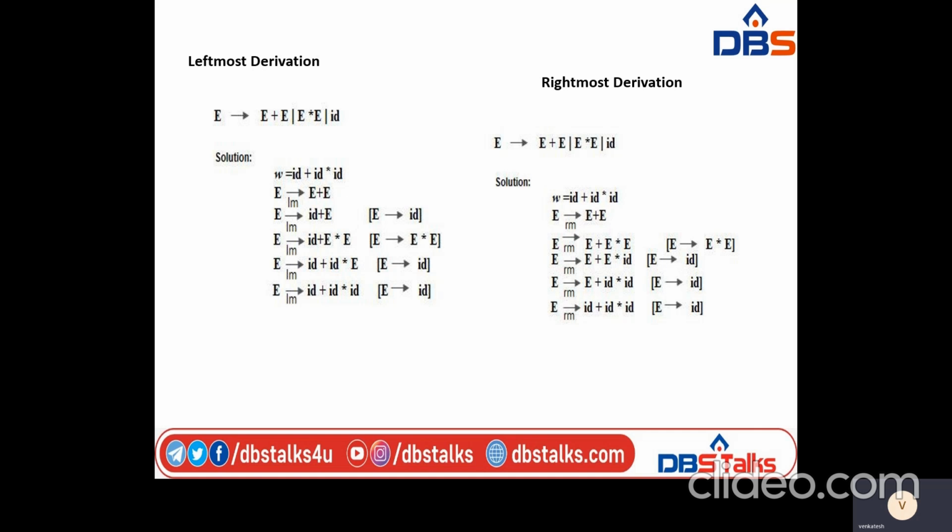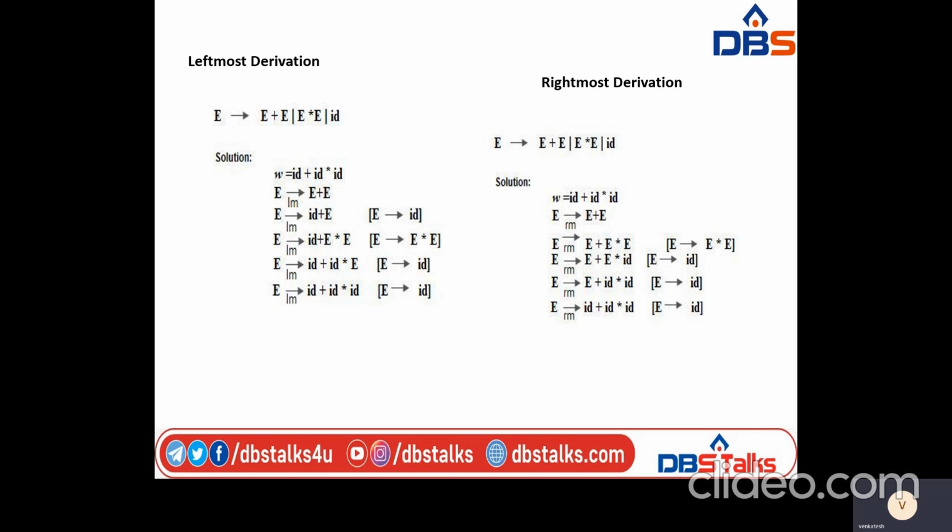Then next non-terminal is E. Instead of E, I am going to write ID. Then E plus ID star ID. Then finally, I am going to expand the next non-terminal, that is E. E is nothing but ID. So E implies finally ID plus ID star ID. Here RM means rightmost derivation.